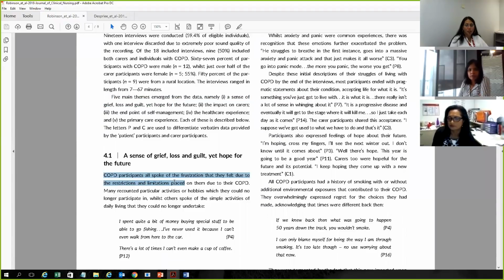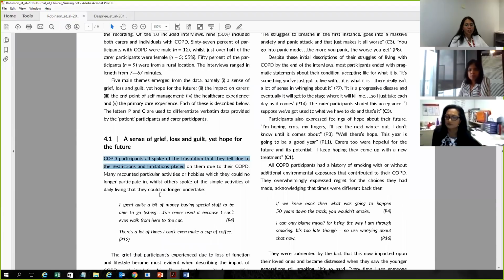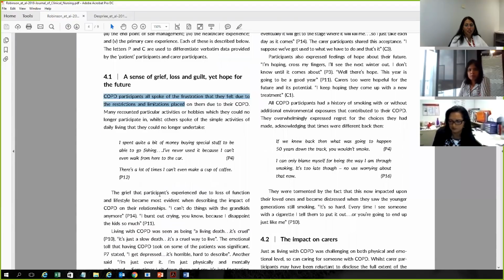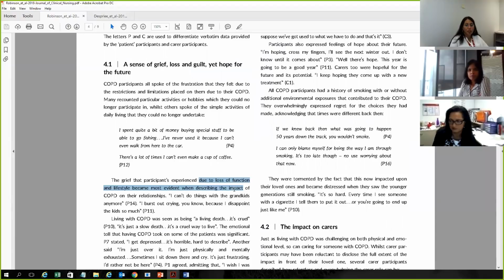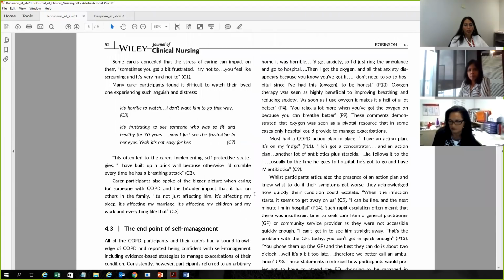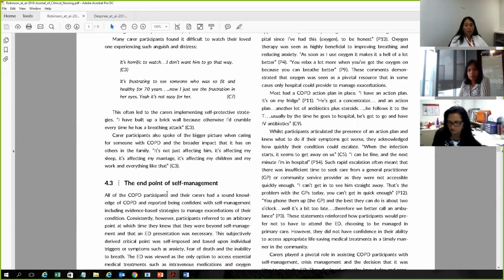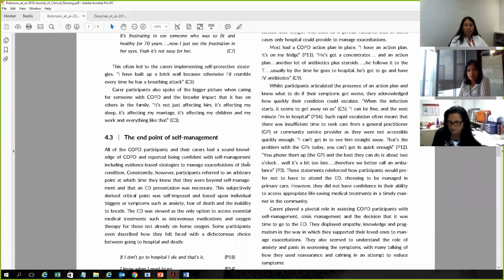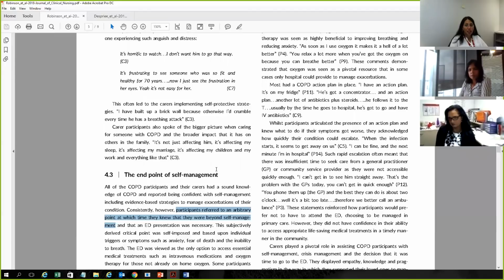Participants spoke about frustration that they felt due to the restrictions of COPD limitations. They experienced loss of function and lifestyle. Impact on carers. So what's the impact on carers? Carers felt that they were not able to cope. The end point of self-management. So at a particular point, participants referred to an arbitrary point at which time they knew they were beyond self-management. So that's a main finding.